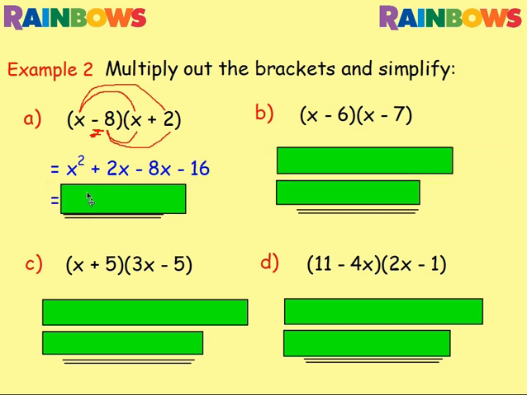After that, with the x squared, you've got x squared. With the x's, 2x take away 8x. 2 take away 8 is negative 6. And the negative 16 stays as negative 16.